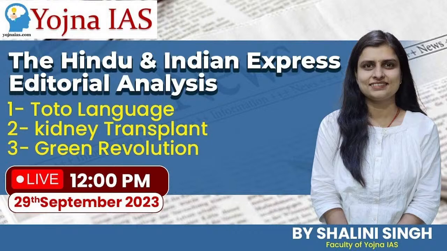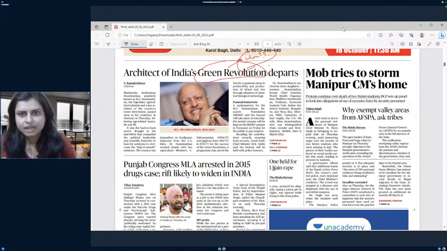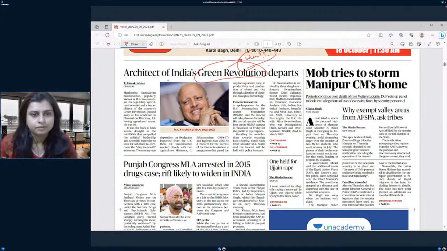In the first slide we got to see that the architect of India's green revolution departs. Now you need to know about the green revolution, what wonders it has done and where. If you have a little bit of idea about post-independence, the kind of India that the British handed over to us, the agriculture was in a very deteriorated state. So, how was it possible to improve the agrarian economy? He was the man: M.S. Swaminathan, 1925 to 2023.